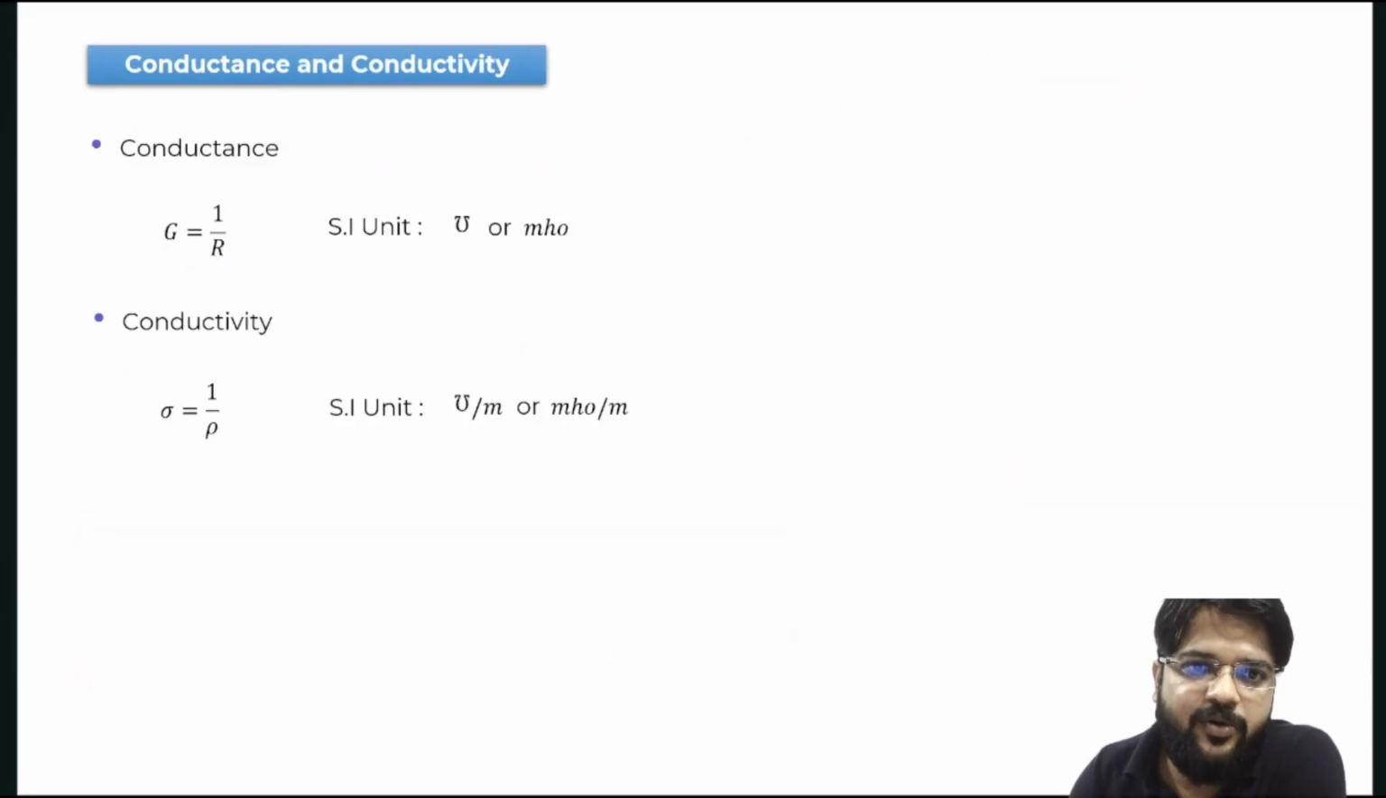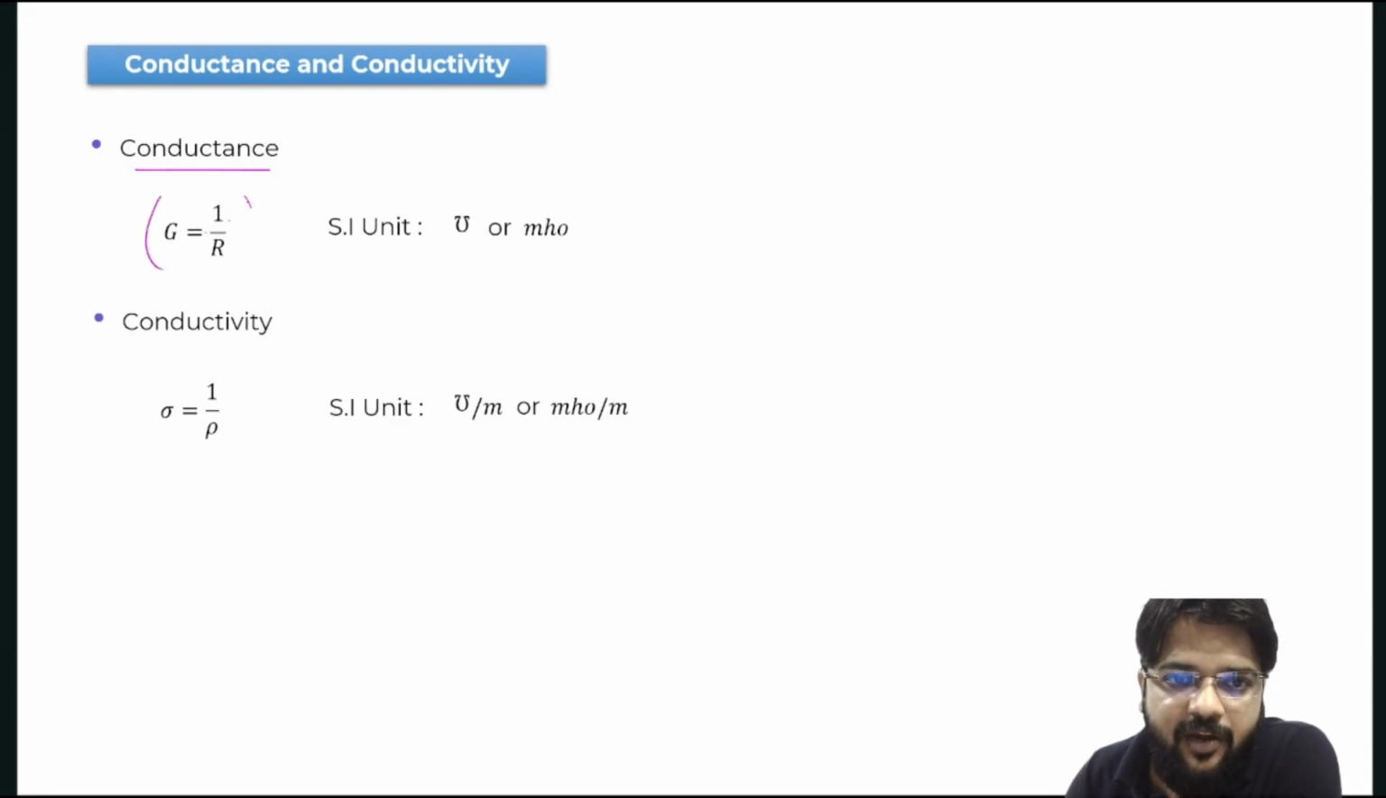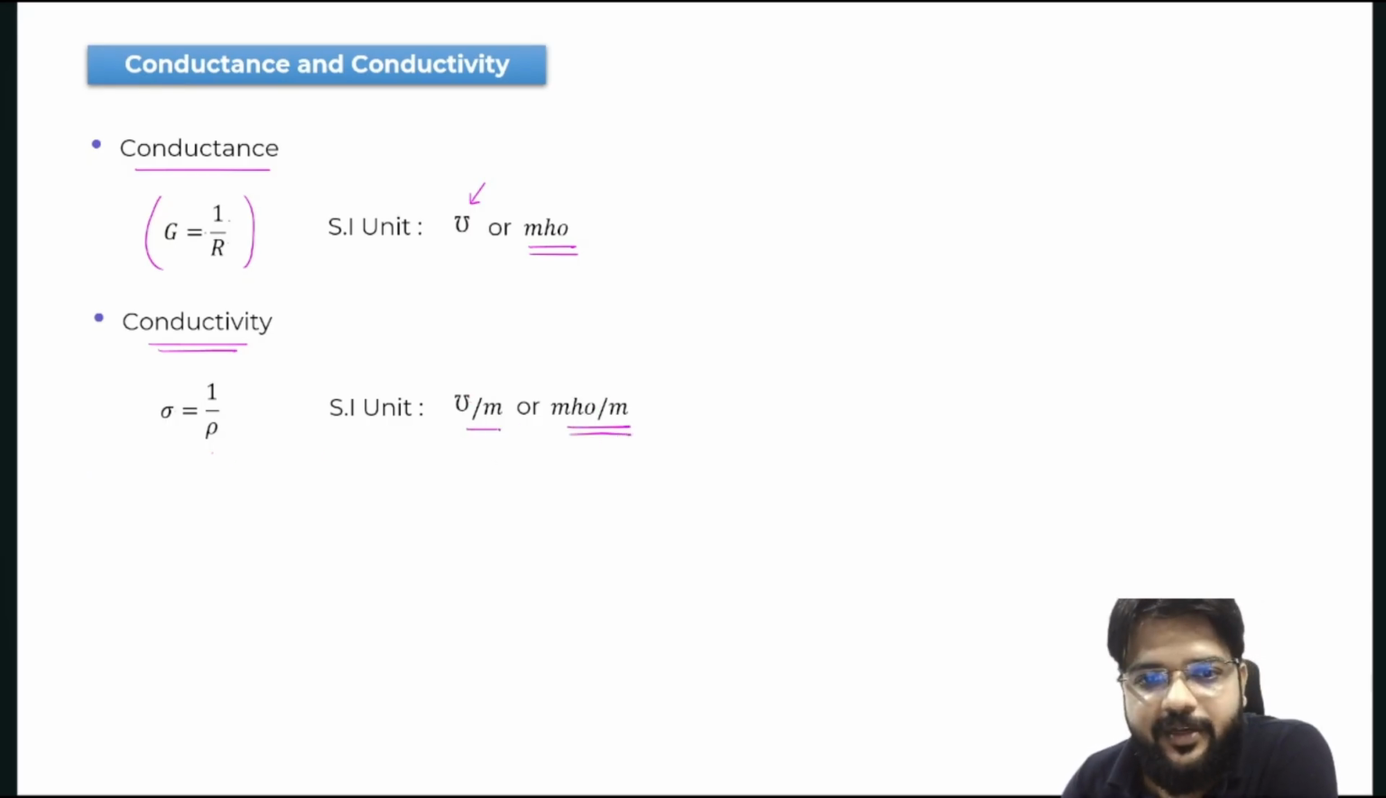Conductance and conductivity. About the conductivity we already know that, correct? About the resistance also we know. So conductance is what? It is the reciprocal of the resistance. So G equal to what? It is 1 by R. And what is the unit of the conductance? It is mho. And this is the symbol of the conductance, correct? Now conductivity is what? It is the reciprocal of the resistivity. SI unit is mho per meter, correct? Mho per meter. This is the unit of conductivity. All right, everyone, note down.